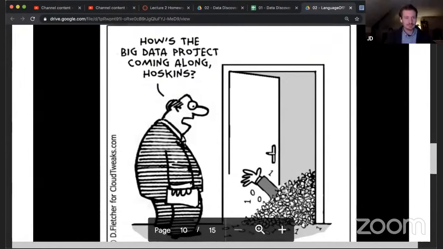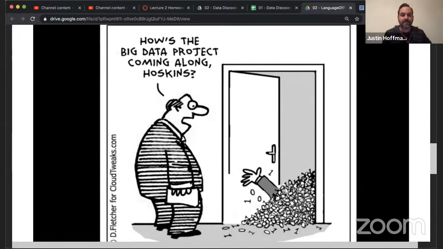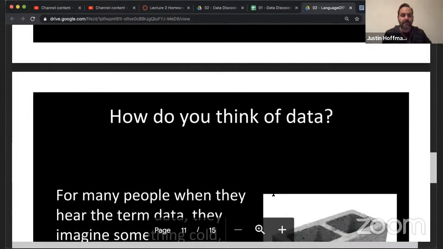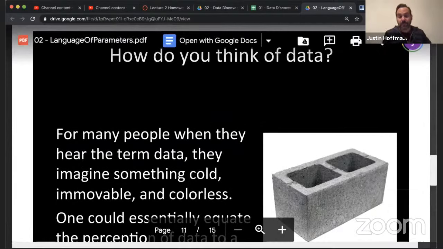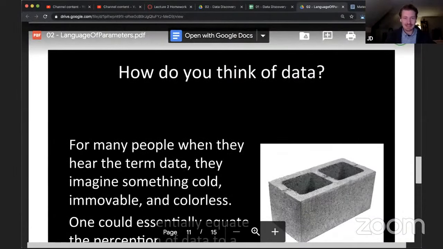Right. And so this is a comic. How's that big data project coming along, Hoskins? Maybe Hoskinson from Cardano crypto world. Yeah, we're drowning in knowledge now.